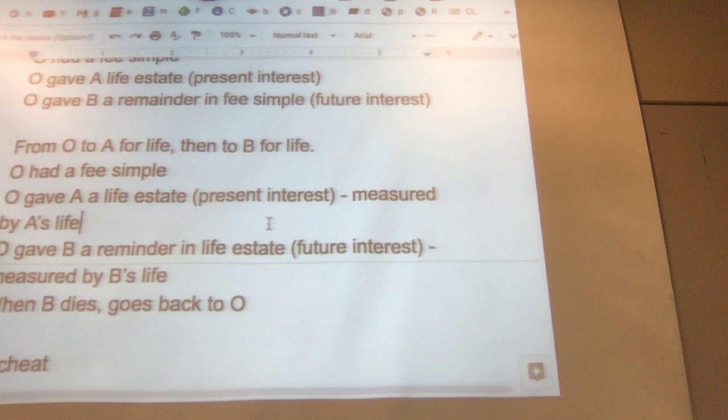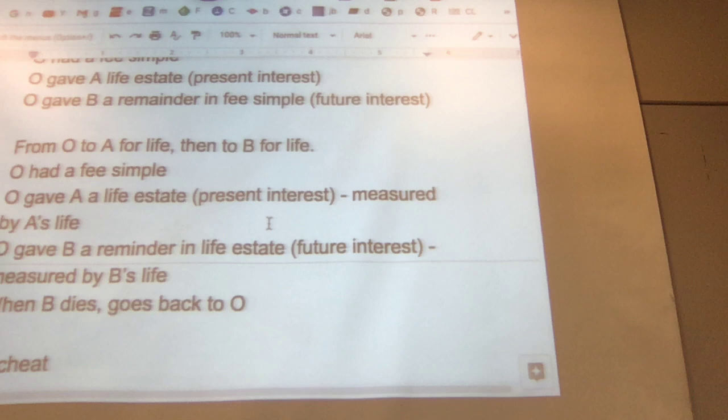Chance: Can O and B simultaneously have future interest? Yes. And that's exactly what this question illustrates. O and B simultaneously have future interest in Blackacre. Can you give it to A and B at the same time? Yes. You can do a joint life estate. Imagine you have a husband and wife, and you say, I give this for your joint lives. In other words, whoever lives the longest gets to keep it. So you can do a joint life estate. We'll do life estates next class.